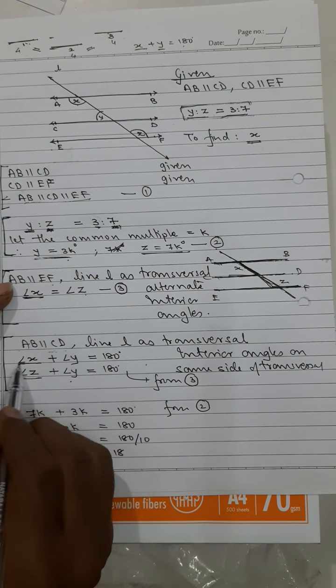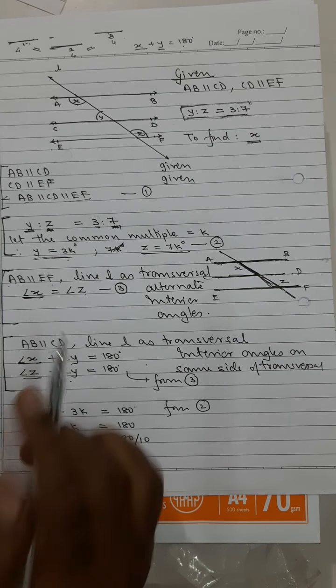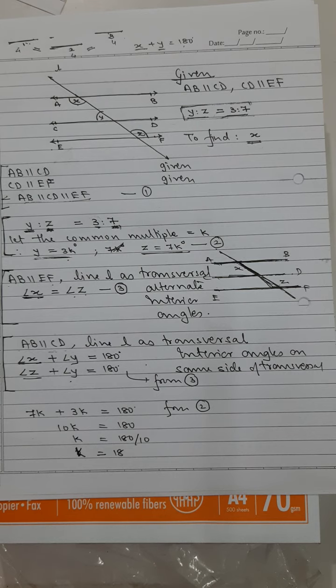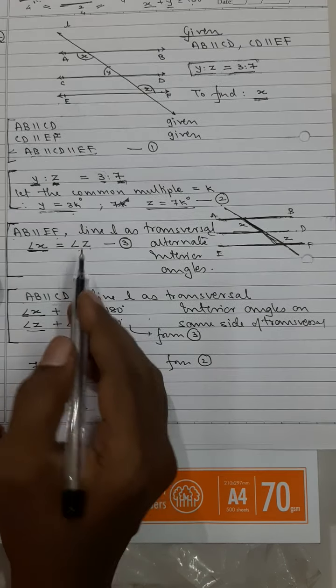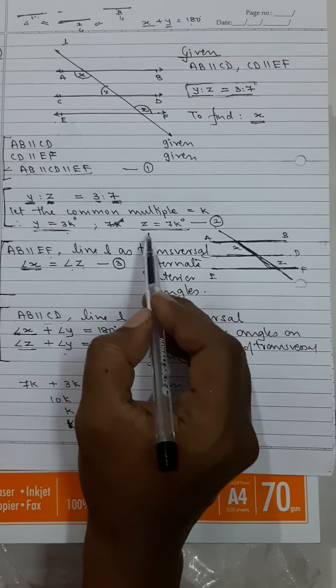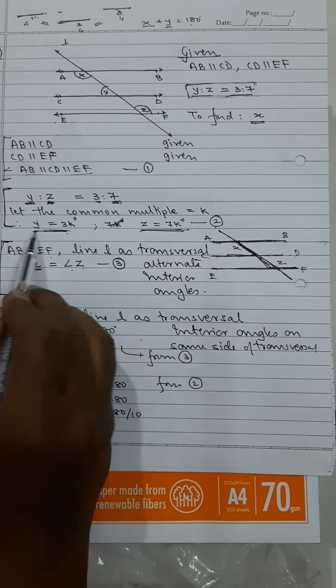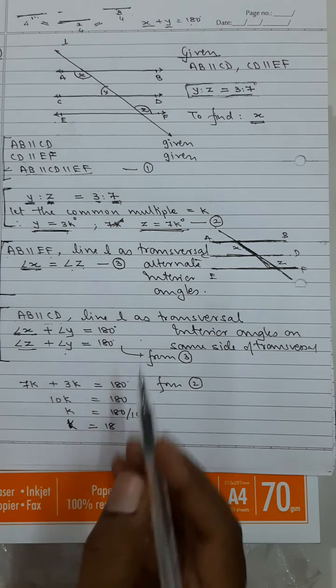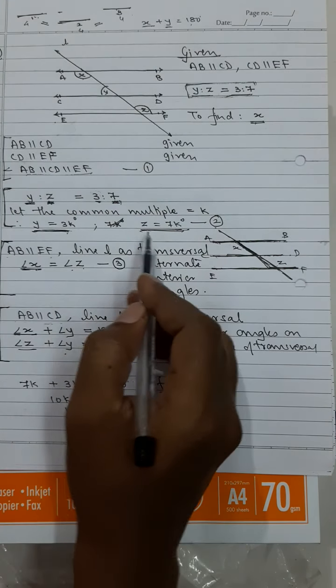This is x. X is equal to z. So, are you getting my point? X is equal to z. The z is equal to what now? 7k. You can find everything. You can find y also. Y is equal to 3k. Once you have got k, you can find y also. You can find z also.